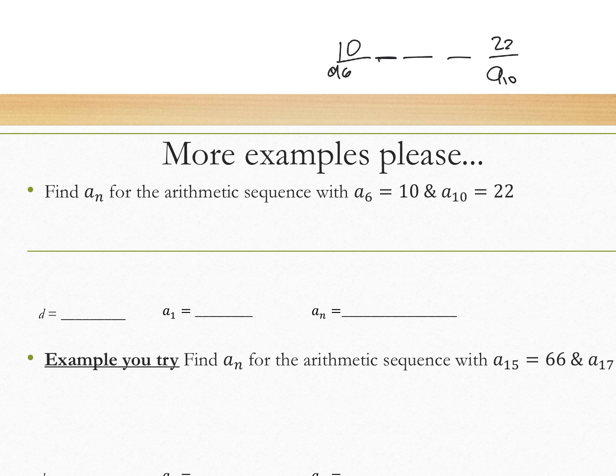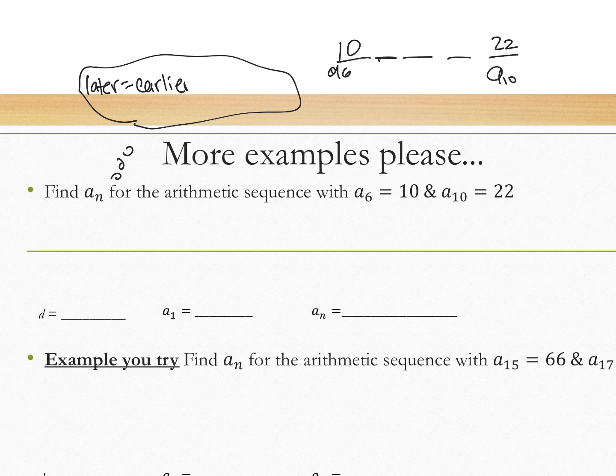When you're looking at these problems, I want you to think of in your mind: later equals earlier plus number of steps times the common difference. So if we look here, the number of steps that we have from 10, 1, 2, 3, 4. So we have 4 steps.